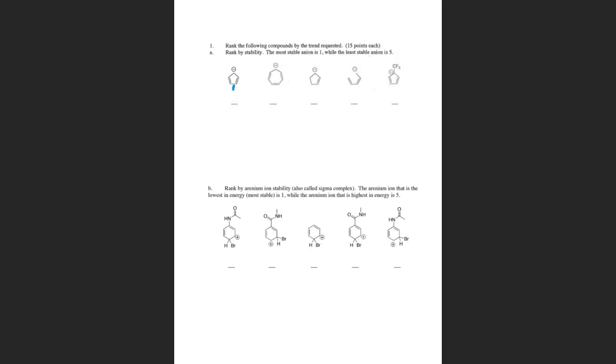Okay. Does anyone have the formula for the number of electrons that we need, or does anyone know what factors make something aromatic and how many electrons we need to consider something aromatic? 4n plus 2, yeah, that's perfect. So if we look at molecule A, how many pi electrons does it have? 6. Okay, so that fits our rule.